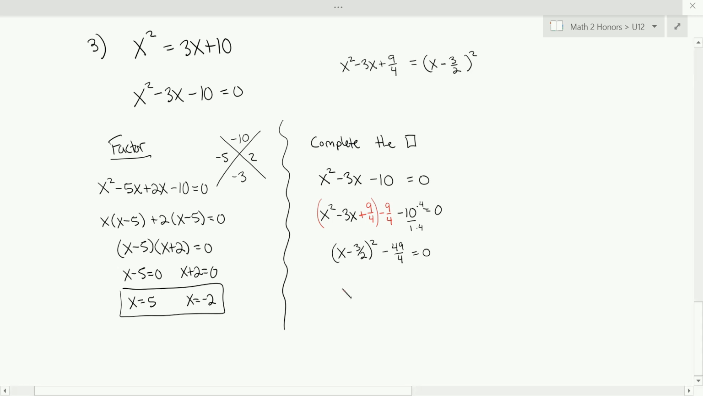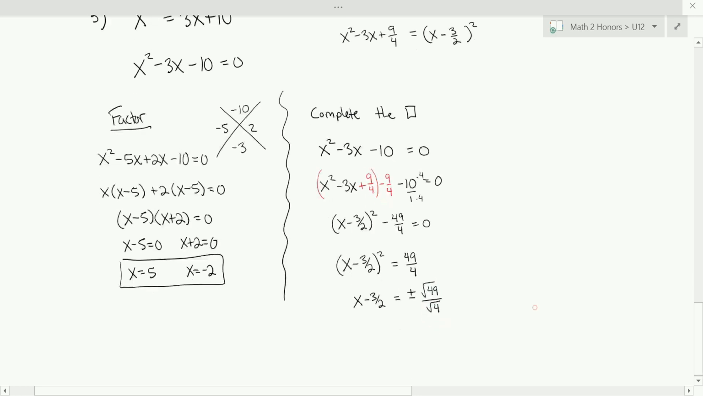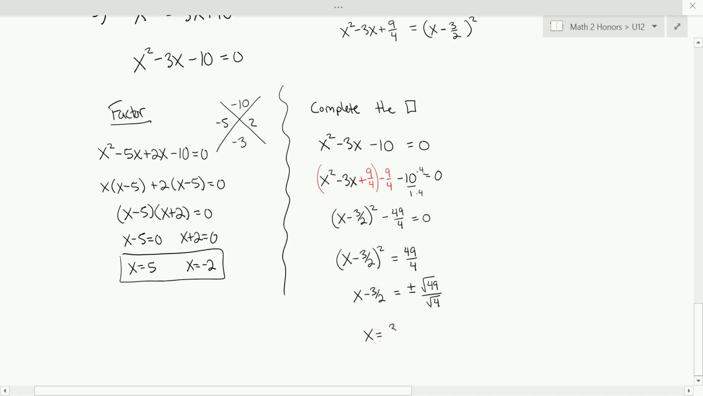Add the fraction to both sides. Take the square root of both sides. Plus or minus, when you take that square root of 49, which will be 7, and square root of 4, which will be 2, you end up with x is equal to 3/2 plus or minus 7/2. And you can split it into two different problems, 3/2 plus 7/2, which is 10 over 2, which is 5, and 3/2 minus 7/2, which is negative 4 over 2, which is negative 2, and we still get the same two answers.